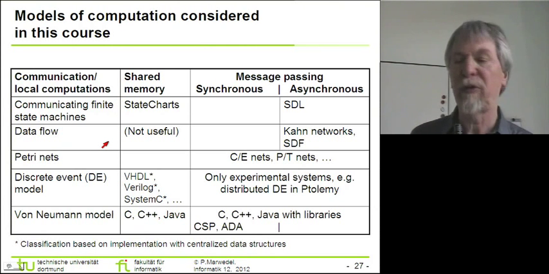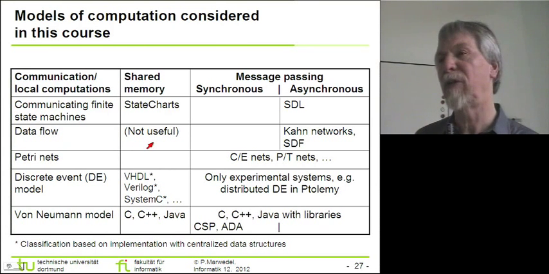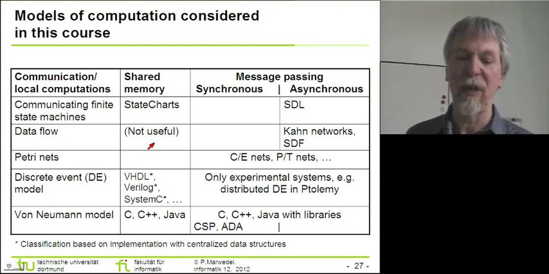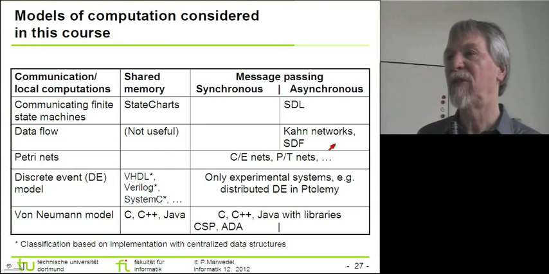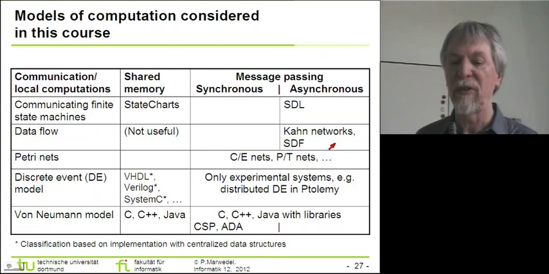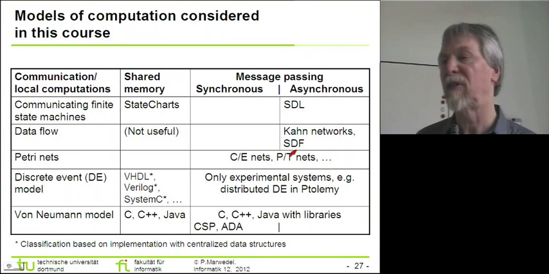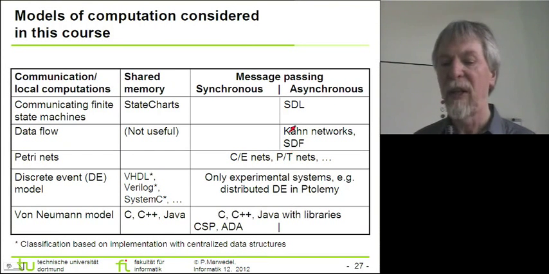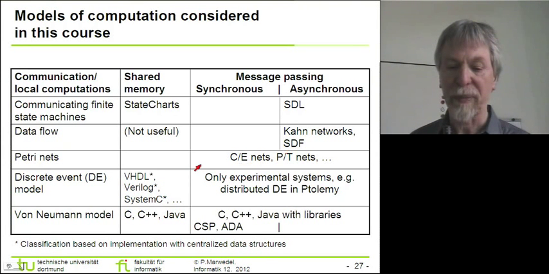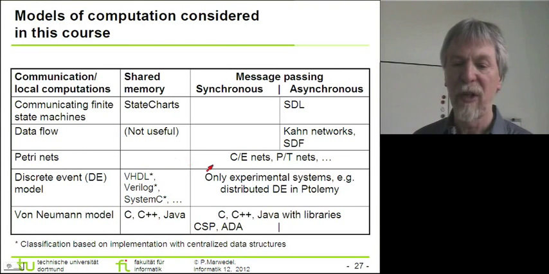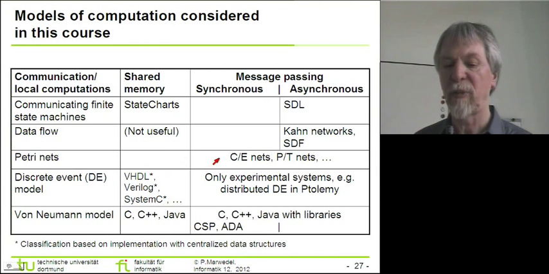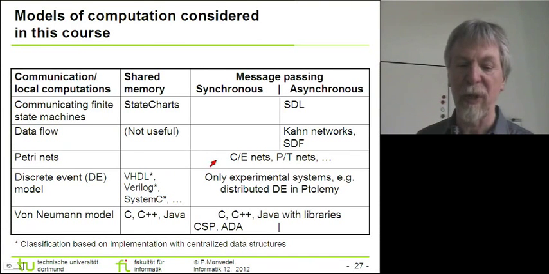And then we see that for data flow, it's not very useful, at least I can't really imagine how it could be useful to use shared memory there. But we are going to see some other models that are used in this context. We are going to see Kahn process networks, and we are going to see synchronous data flow models as entries there in this table. Then for Petri nets, again, we have a situation where shared memory is less useful. Mostly we are based on message passing, and we have different variants of Petri nets.